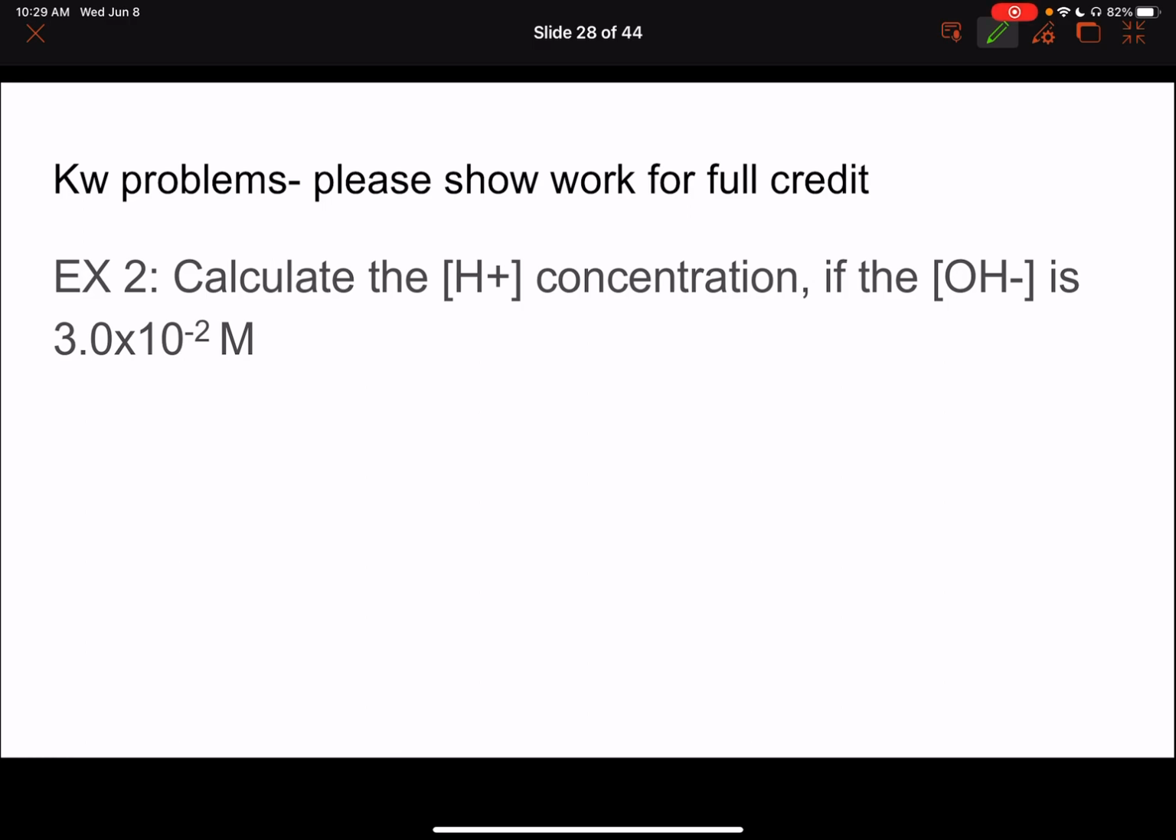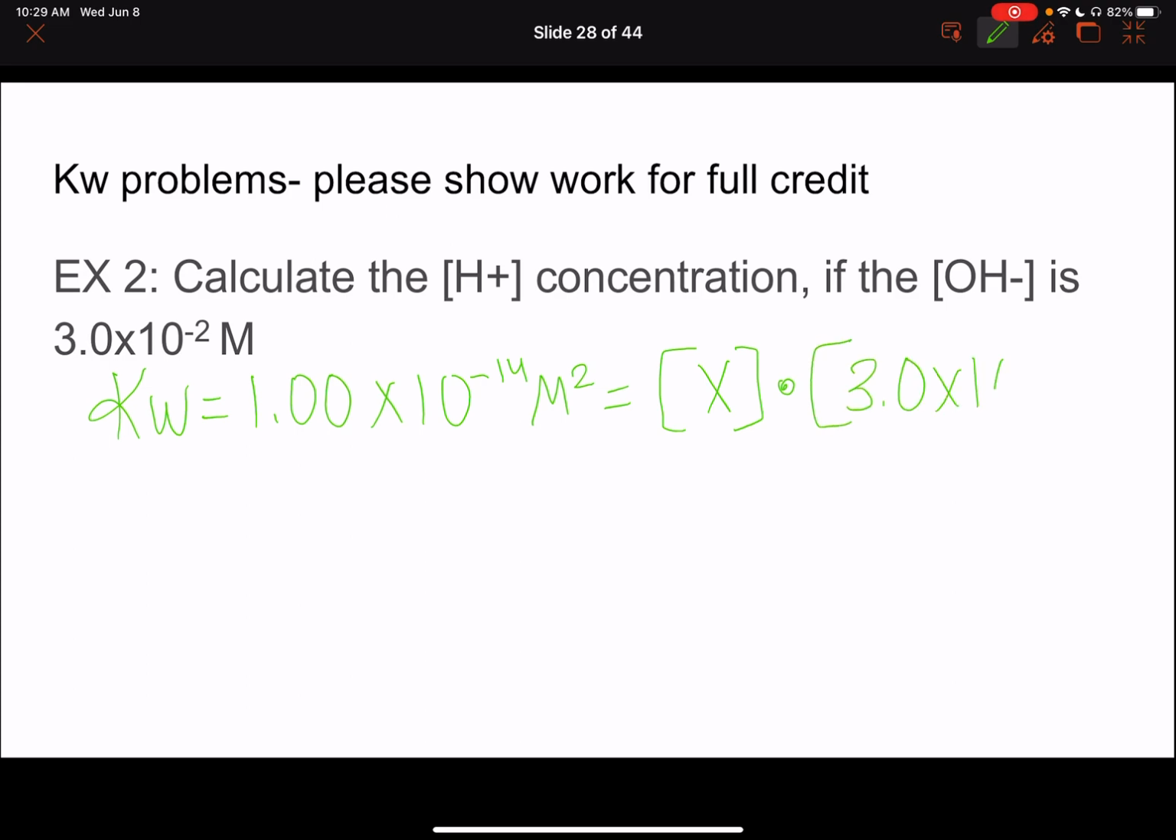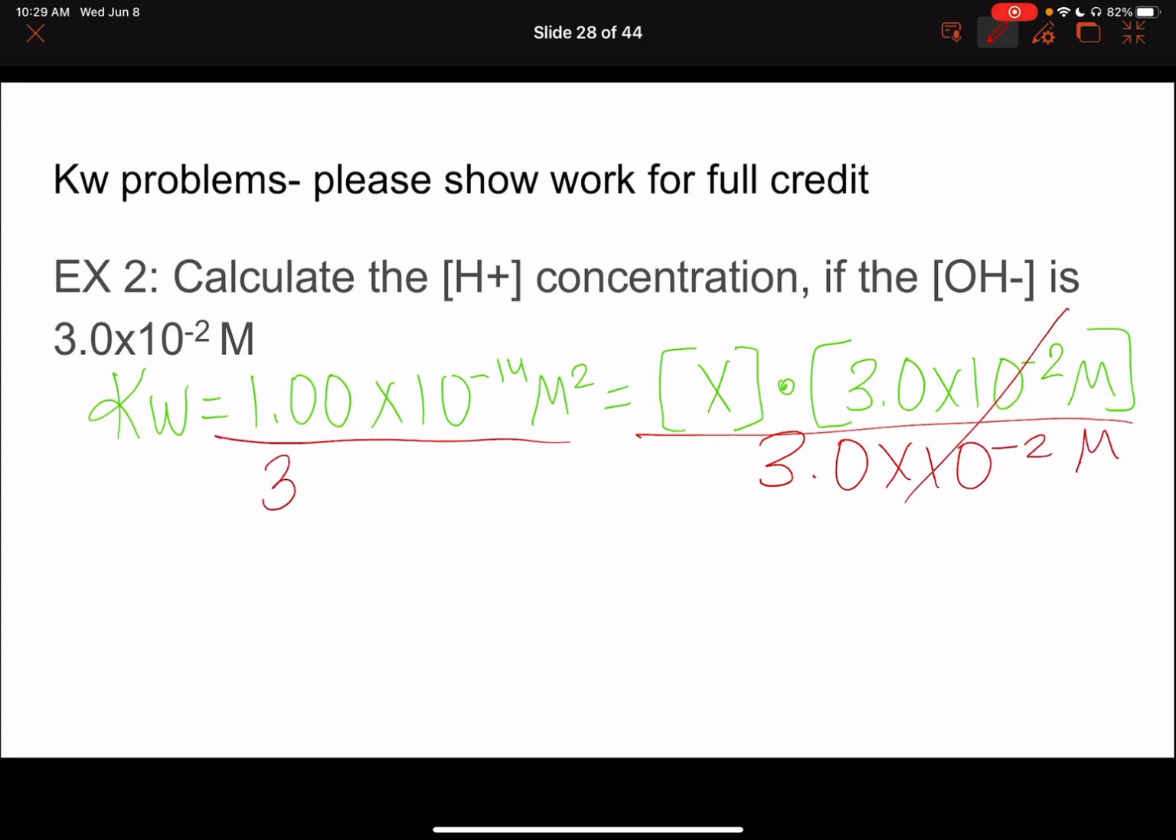Okay, example number 2. Calculate the H plus concentration if the OH is now 3.0 times 10 to the negative second molar. So our Kw is equal to 1.00 times 10 to the negative 14 M squared. I don't know my H plus, so that's going to be my x. And then I'm going to have my 3.0 times 10 to the negative second M. So to get it by itself, we're going to divide both sides by 3.0 times 10 to the negative second M. And I'm going to divide this side too.